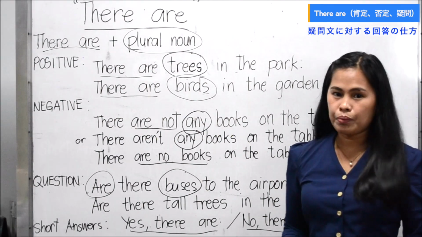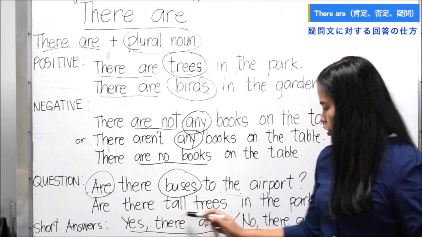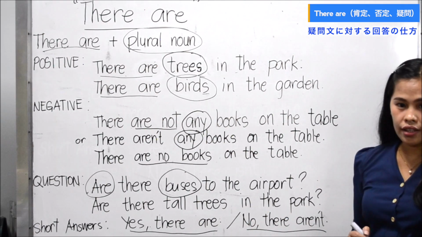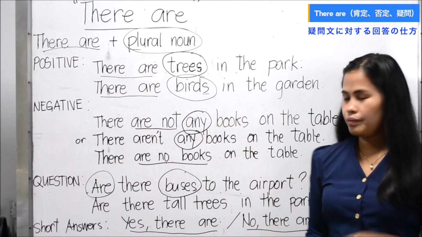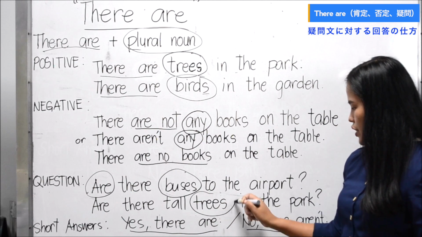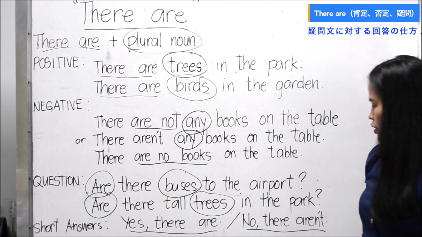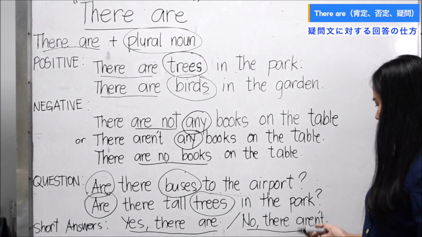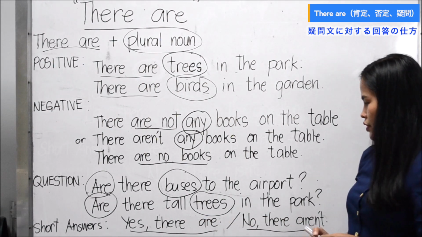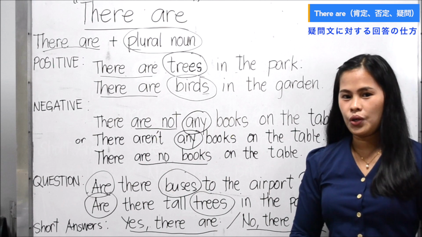Okay, second example. Are there tall trees in the park? What's our noun? It's the word trees. This is our verb. So are there tall trees in the park? Yes, there are. No, there aren't.